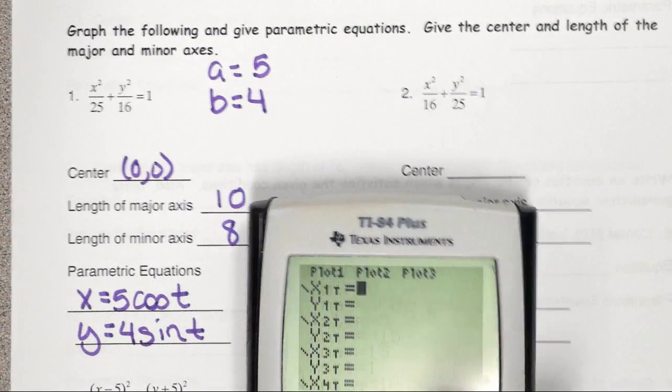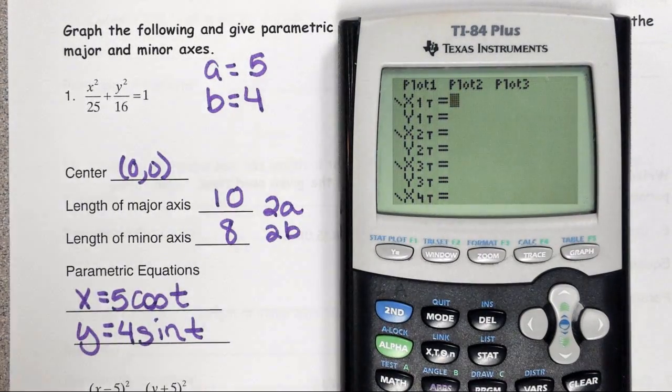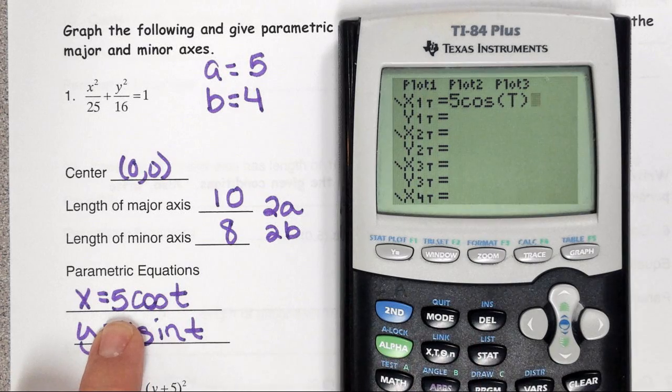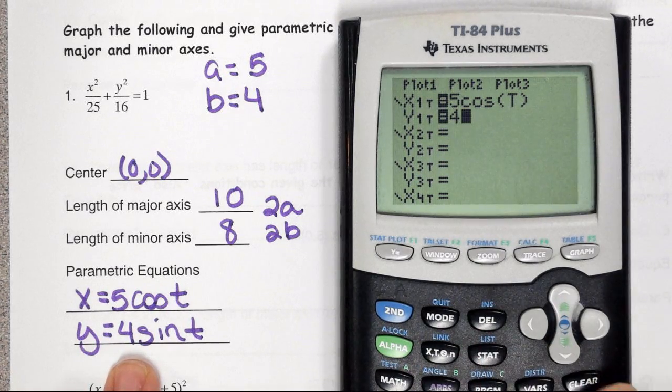Okay, so now let's practice putting it in the calculator. So go to your y equals, and you will now see that you have 2 equations, one that says x equals, one that says y equals. And we're simply going to go type these in. 5 cosine t, close parentheses. Your t is the same spot as your x. In your y, you're going to type in 4 sine of t, close parentheses. And you're going to hit graph.